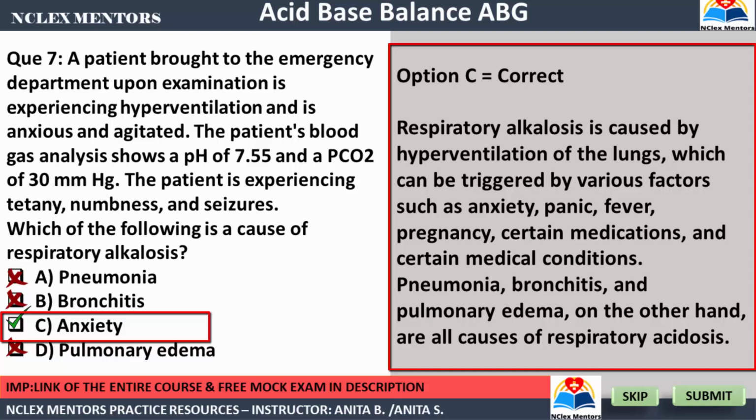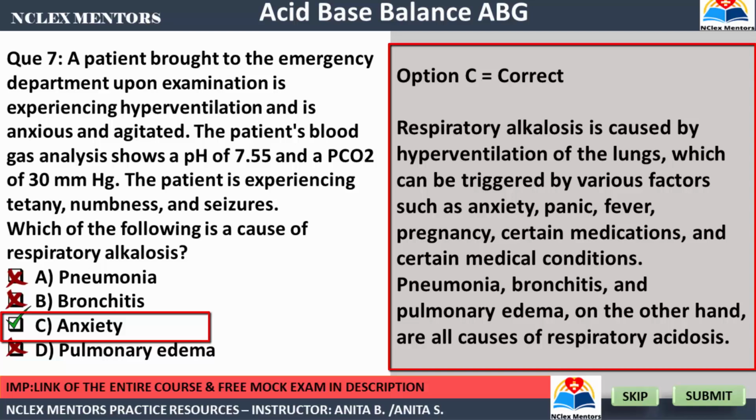Respiratory alkalosis is a condition in which there is a decrease in carbonic acid in the blood, leading to an alkaline pH. This can be caused by overstimulation of the respiratory system, which leads to hyperventilation and an excess of carbon dioxide being exhaled. Causes of respiratory alkalosis can include anxiety, panic, fever, pregnancy, certain medications, such as aspirin or salicylates, and certain medical conditions, such as diabetic ketoacidosis or damage to the brainstem.